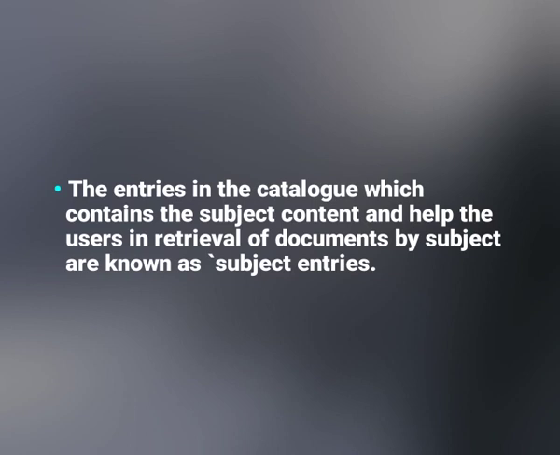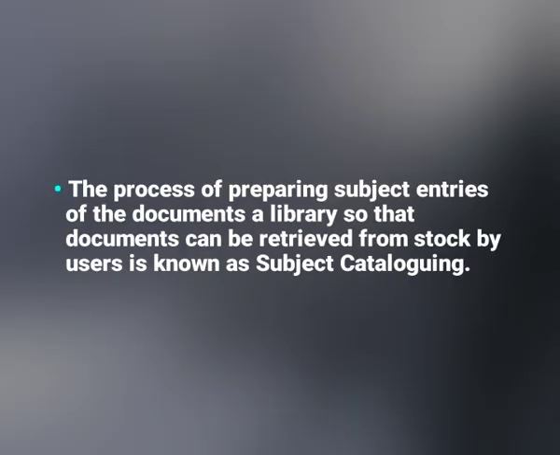The access points are provided in the catalog using subject headings, or using the controlled vocabulary, I should say. The entries in the catalog which contain the subject content and help the user in retrieval of the document by subject are known as subject entries. I am sure now you have got what subject entries are all about, and the process of preparing subject entries of the documents in a library, so that the document can be retrieved from the collections by the user, is known as subject cataloging.